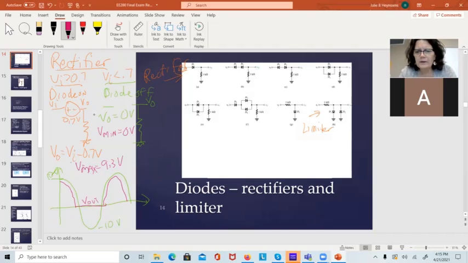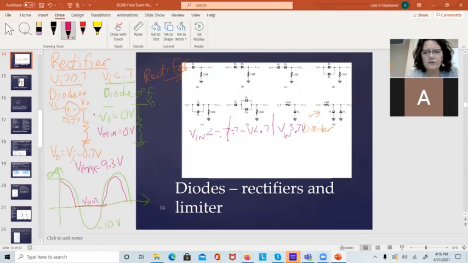With the limiter, we could go through the same operations here. Basically, there's going to be three different conditions here. Vn's less than negative 0.7. Vn is greater than positive 0.7. And then Vn's in the middle, greater than negative 0.7 and less than positive 0.7. So we got three different conditions here.